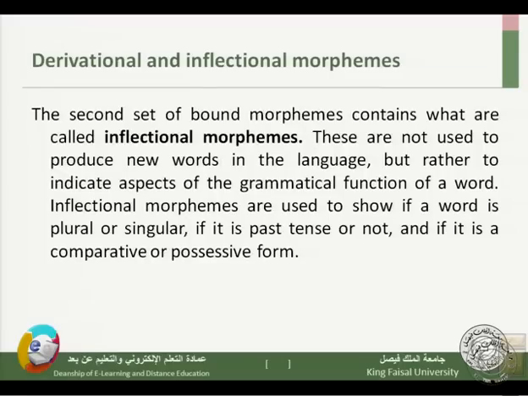The second set of bound morphemes contains what are called inflectional morphemes. These are not used to produce new words in the language, but rather to indicate aspects of the grammatical function of a word. Inflectional morphemes are used to show if a word is plural or singular, in the past tense or the present tense or any other tense, if it is a comparative or possessive form.